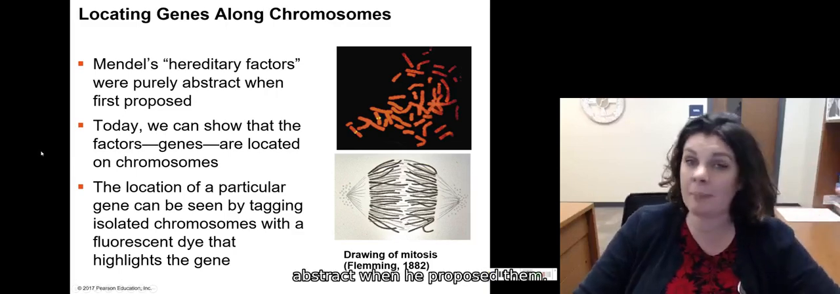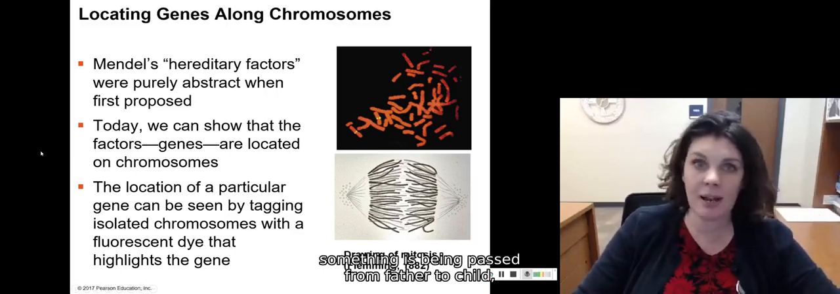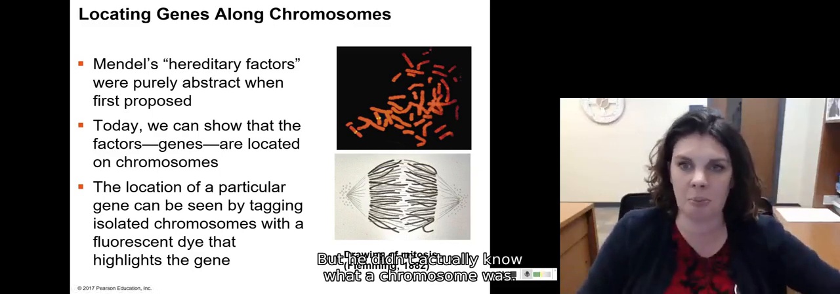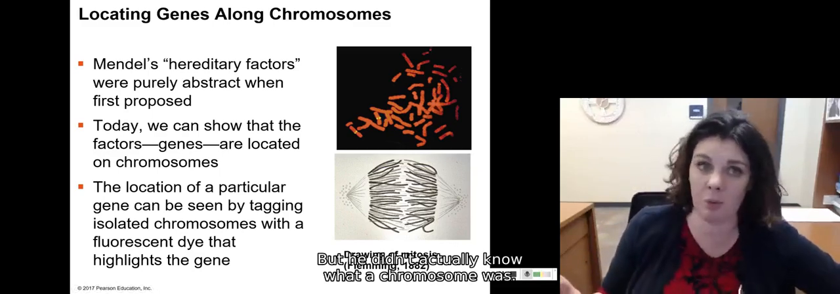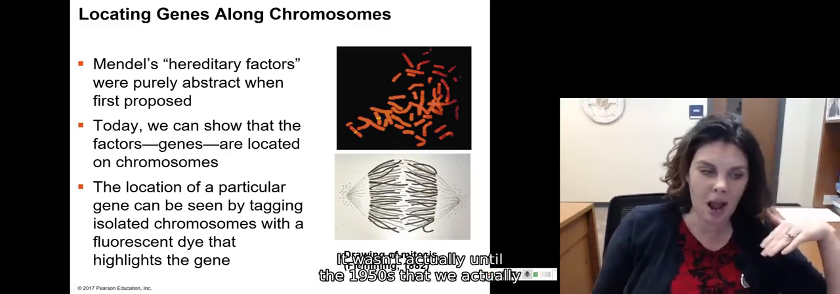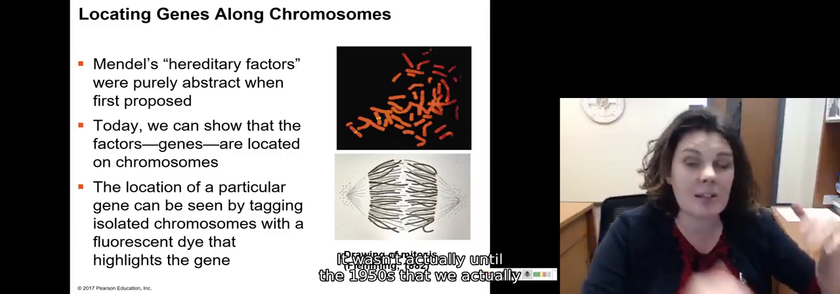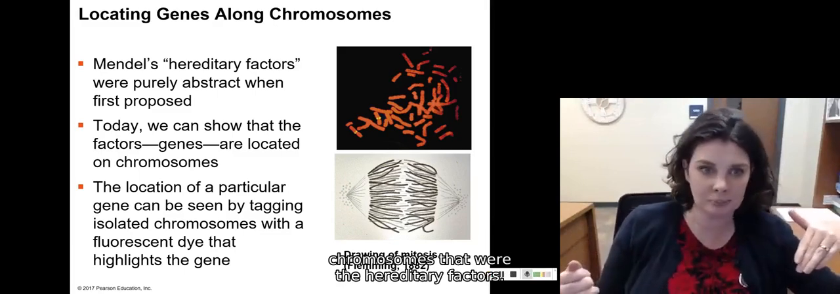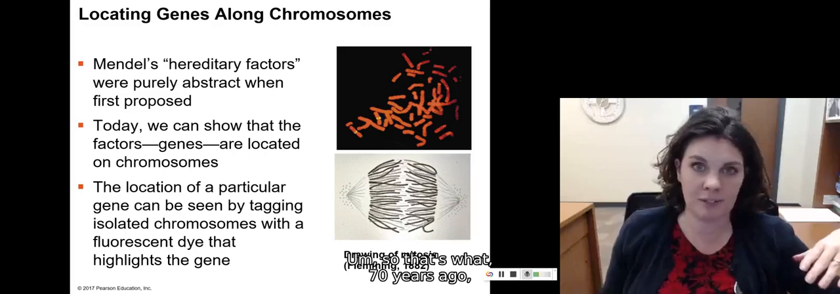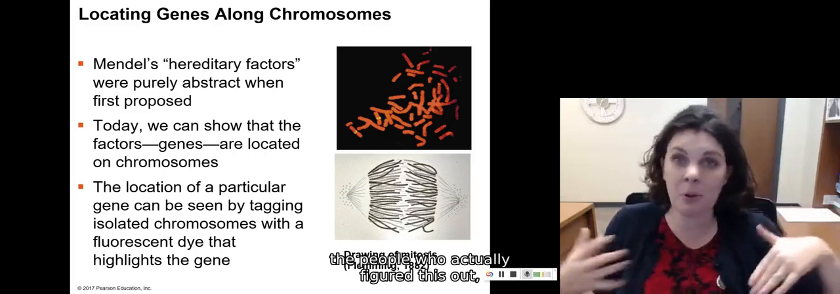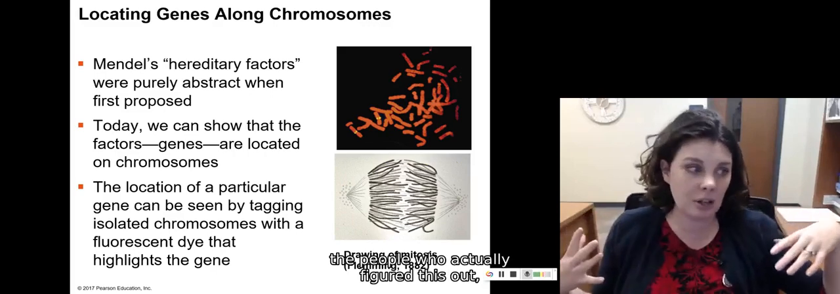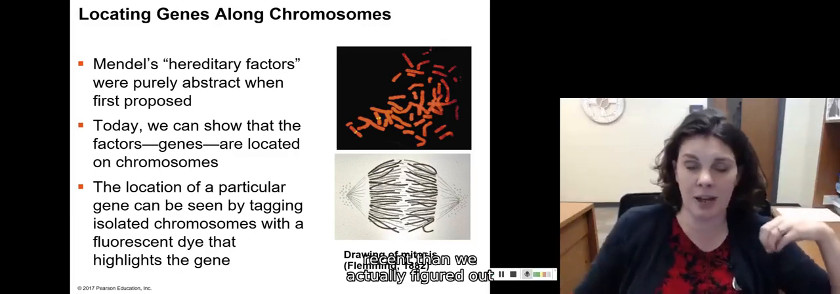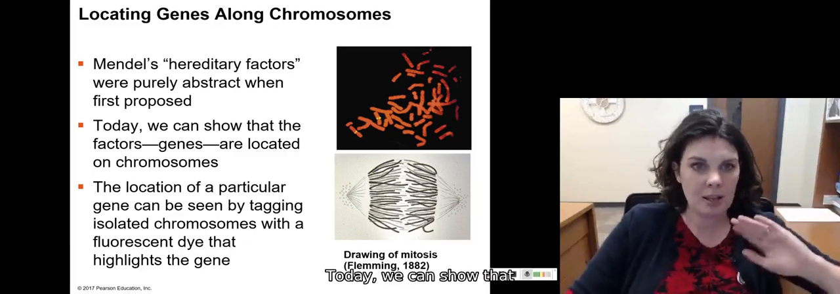So Mendel's hereditary factors were abstract when he proposed them. He was just saying something is being passed from father to child, from mother to child, and then passing on to their children. But he didn't actually know what a chromosome was. He didn't know what DNA was. And it wasn't actually until like the 1950s that we agreed that it was chromosomes that were the hereditary factors. So that's what, 70 years ago? The people who actually figured this out, some of them are still alive. So this is pretty recent that we actually figured out what genes and chromosomes are.